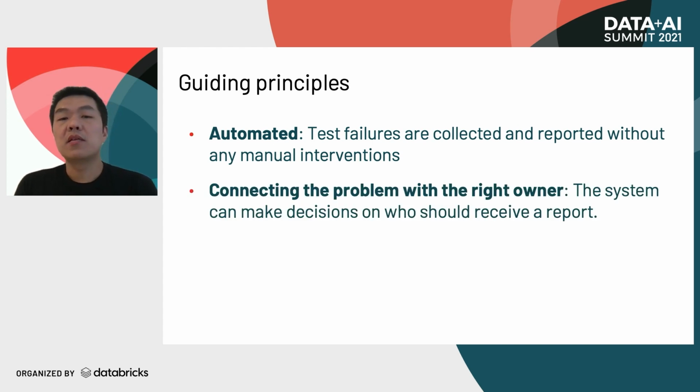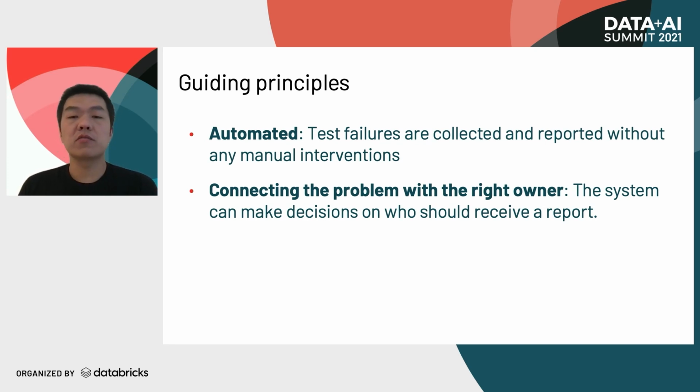Second, this system needs to connect the problem with the right owner. Every task should have an owner, but when a task fails, it's not necessarily the owner who needs to take action. For example, when we run an integration test, it's possible it failed because the dependent service doesn't work. If we always triage the test failure to the task owner, we may frequently direct noise to the task owner.